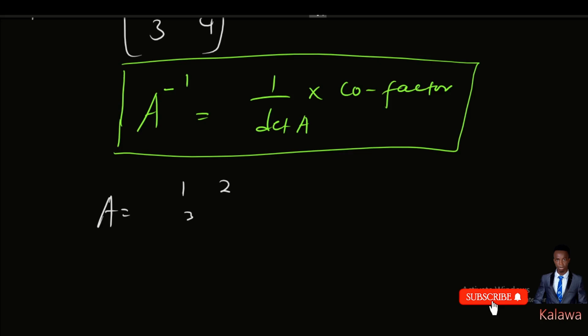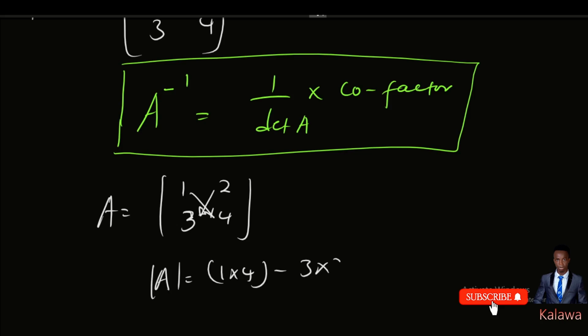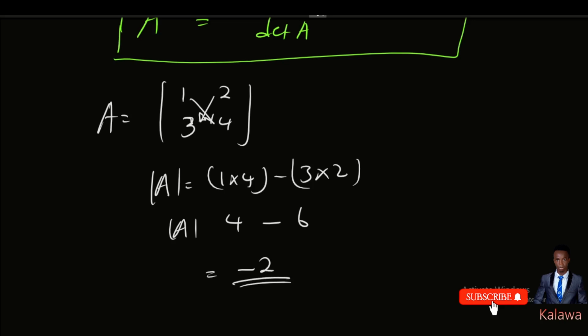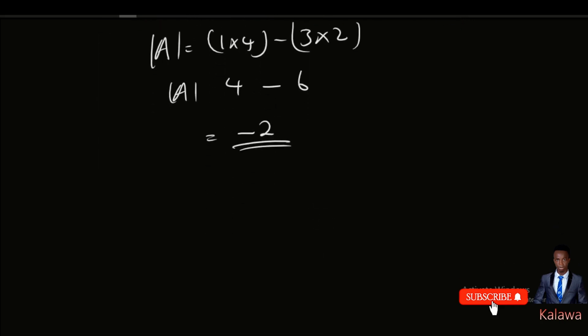The element A is 1, 2, 3, and 4. So this multiplied by this minus this multiplied by this. So the determinant of A is going to be 1 times 4 minus 3 times 2. So this is going to be 4 minus 3 times 2, which is 6. So 4 minus 6 is going to give us minus 2. So the determinant now is minus 2.